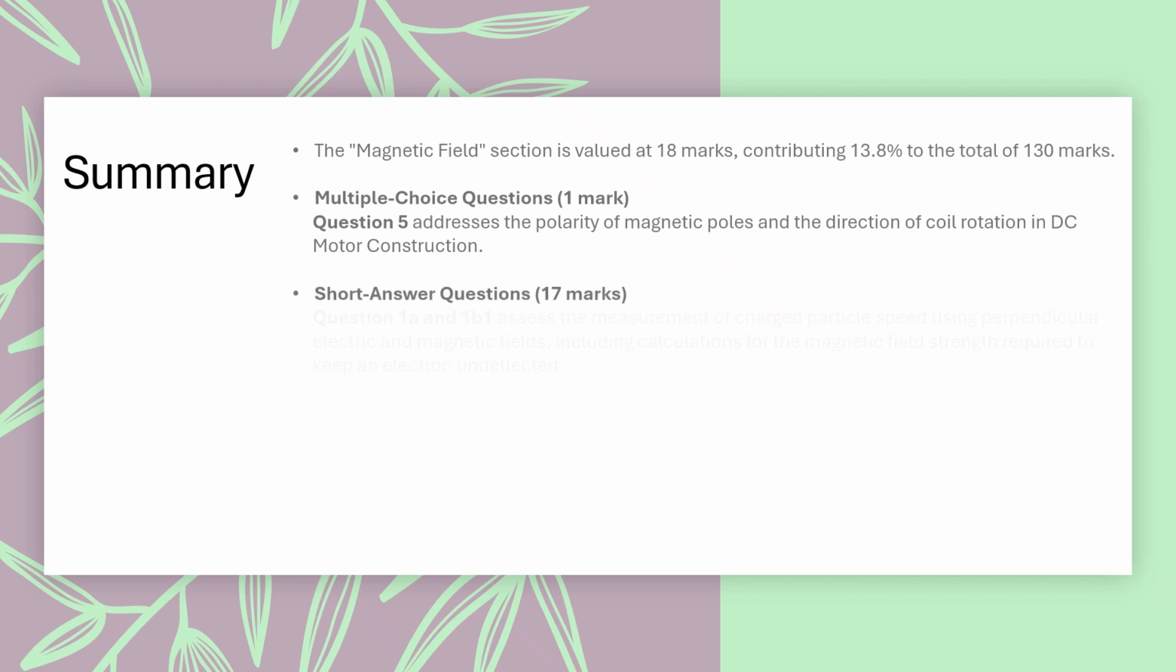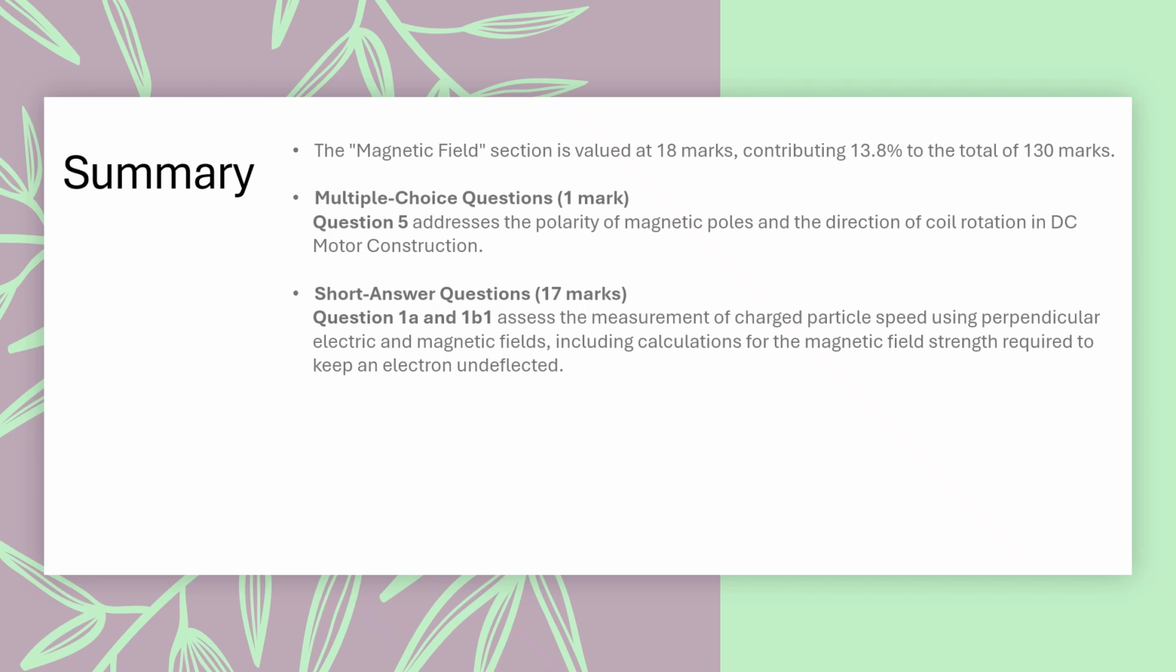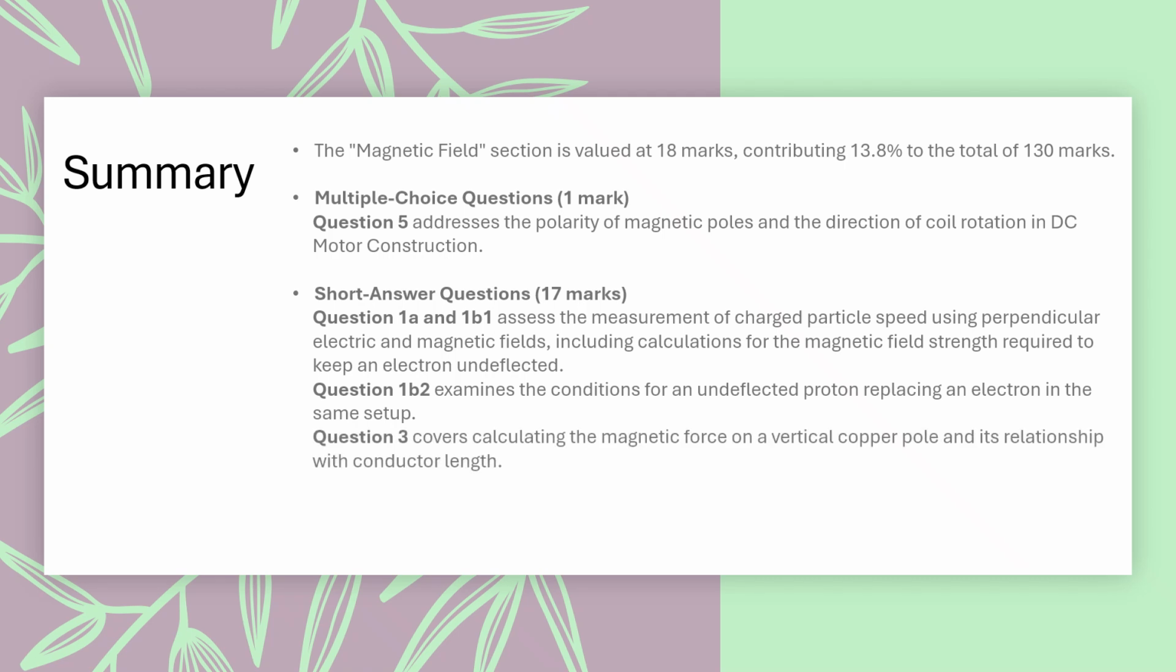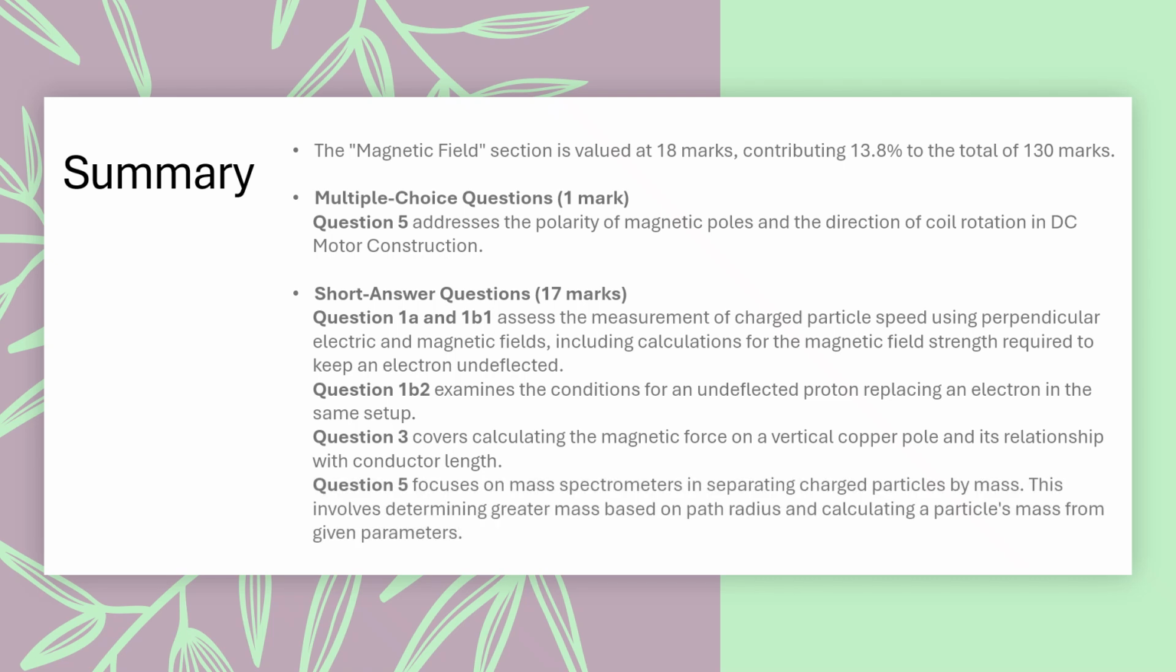Question 1a and 1b1 assess the measurement of charged particle speed using perpendicular electric and magnetic fields, including calculations for the magnetic field strength required to keep an electron undeflected. Question 1b2 examines the conditions for an undeflected proton replacing an electron in the same setup. Question 3 covers calculating the magnetic force on a vertical copper pole and its relationship with conductor length. Question 5 focuses on mass spectrometers in separating charged particles by mass. This involves determining greater mass based on path radius and calculating a particle's mass from given parameters.